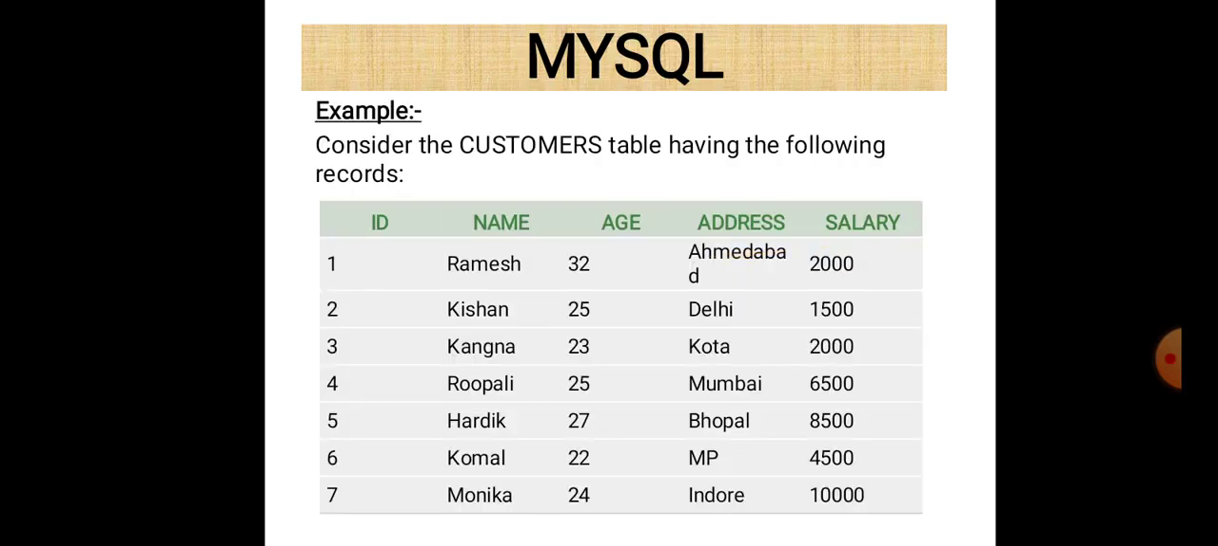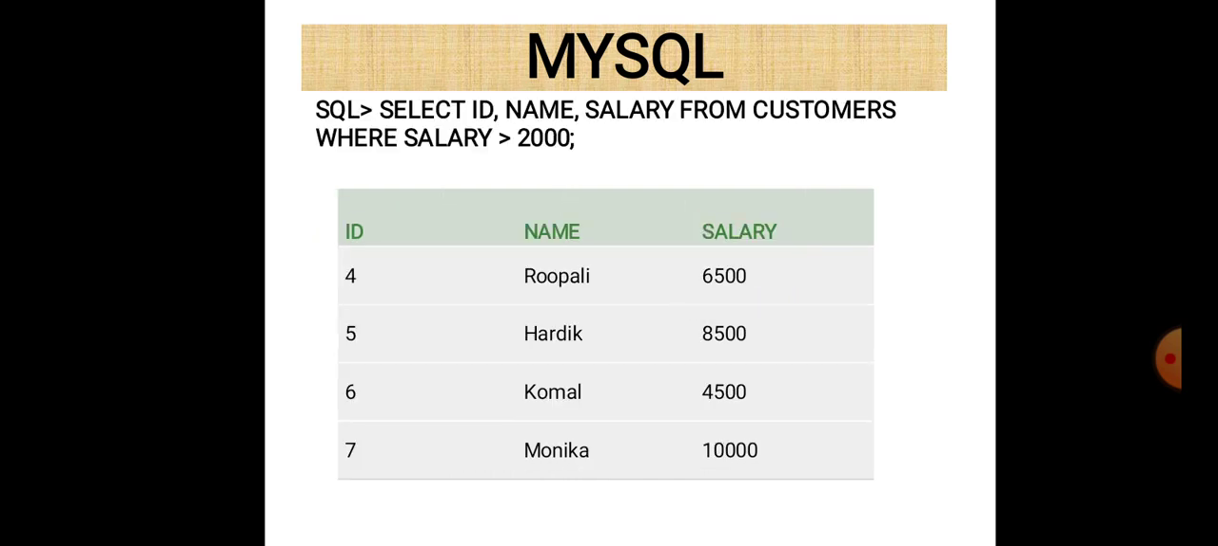First of all, there is a table named customers, containing 5 different columns: id, name, age, address, and salary. Now if you want to filter the records in it, suppose you want to show only those records or details of only those customers who have salary greater than 2000. Okay, so for that purpose we just write select id, name, salary.